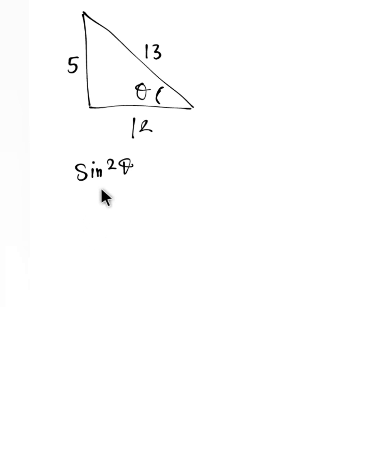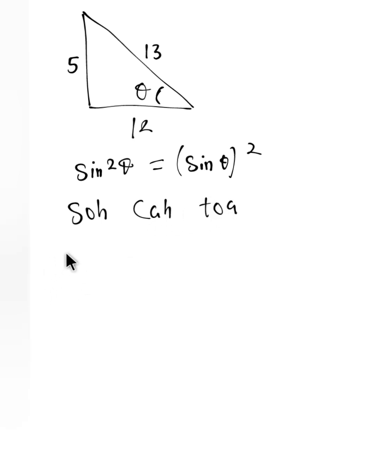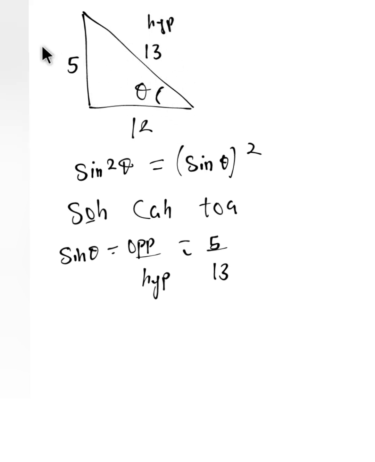We should take note that sine square theta is the same thing as sine theta all square. Our acronym remains SOH CAH TOA. Sine theta is equal to opposite over hypotenuse. This will give us opposite 5 and hypotenuse 13. Let's label: the longest side is the hypotenuse, this is the opposite, and this is adjacent.